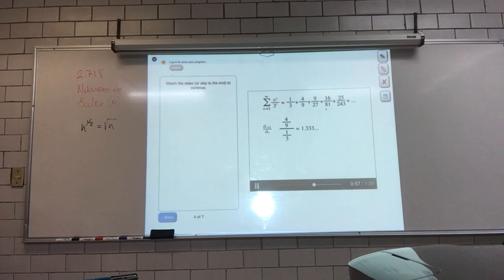Let's find the ratio of two later terms in the series. 25 over 243 over 16 over 81. Their ratio is about 0.52, so the fifth term is smaller than the fourth.